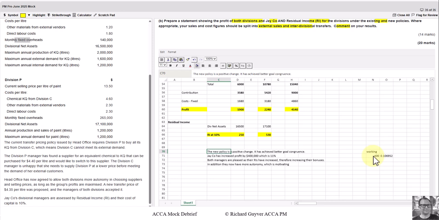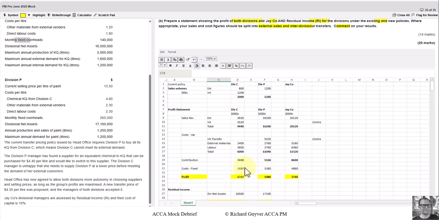So I've done a calculation and a percentage on the original. Written the new policy is a positive change. It has achieved better goal congruence. JCO has increased profit by 400,000, which is 11%. Both managers are pleased as their RIs have increased, therefore increasing their bonuses. In addition, they now have more autonomy, which is motivating.